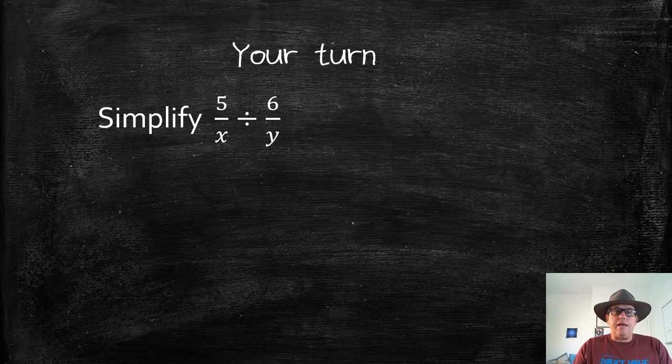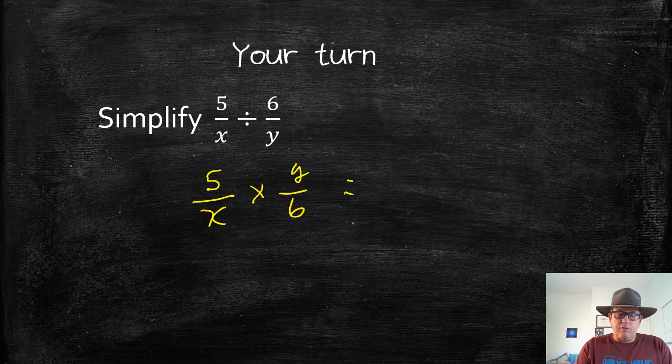Okay, you go ahead and do this one. Okay, I always recommend rewrite the problem before you start doing anything. When they start getting more complicated, you'll see why that's so important. So it's times y over 6. Multiply the numerators. Check if there's anything I can cancel. If there's nothing we can cancel, we multiply numerators, multiply denominators.